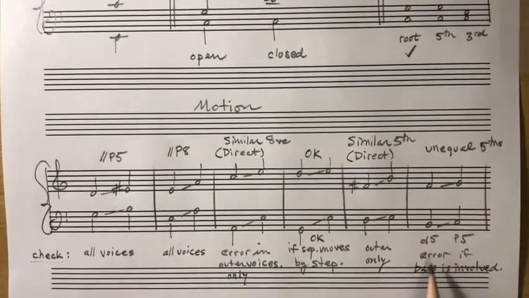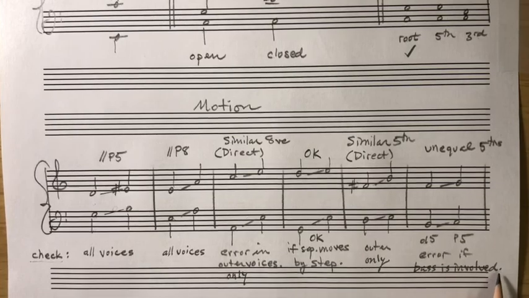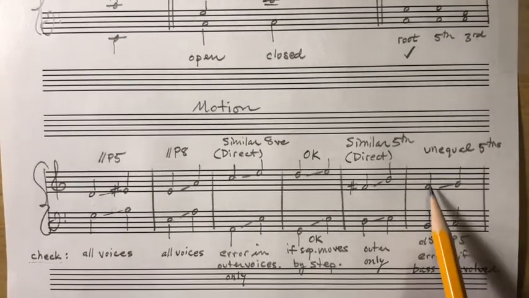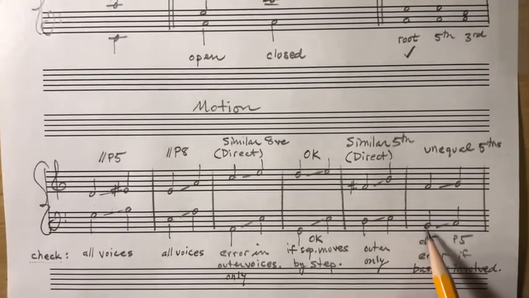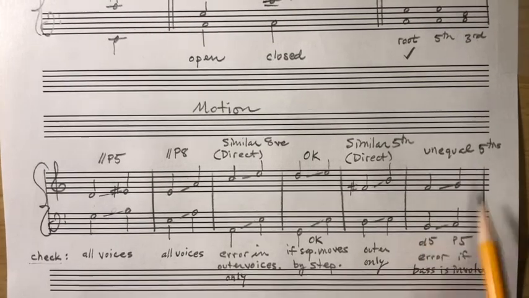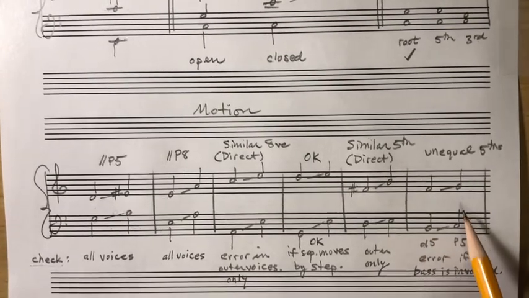Unequal fifths are an error if the bass is involved. That is, if this is between tenor and bass, alto and bass, or soprano and bass. It's not an error if it's found among the upper three voices.